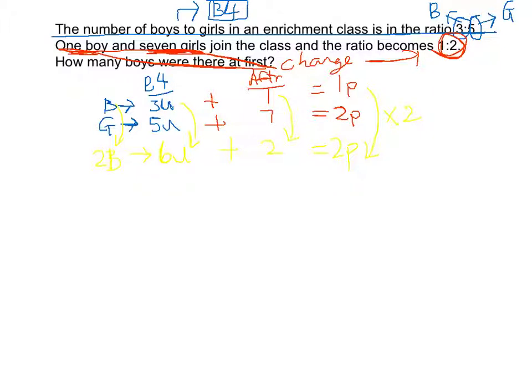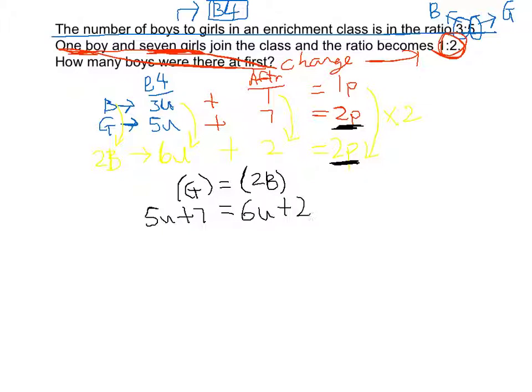So from here, we can see that this is 2 parts and this is 2 parts. We can equate these 2 equations. So 1 girl is actually equal to 2 boys. So I'm going to put 5 units plus 7, which is 1 girl, equals 6 units plus 2, which is 2 boys. Boys and girls, do remember that when you shift numbers across the equal sign, there will be a switch of operations.